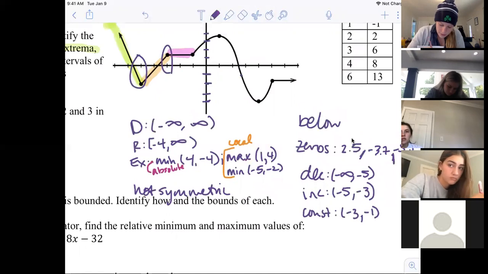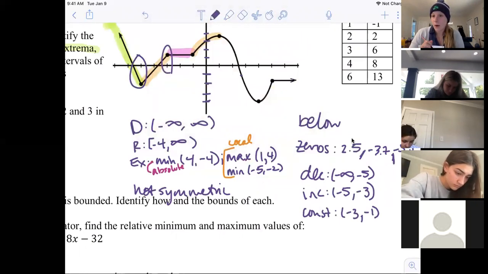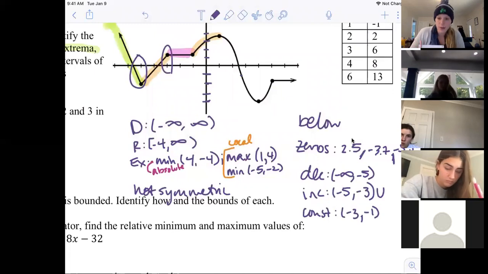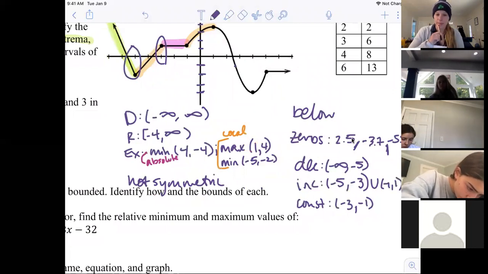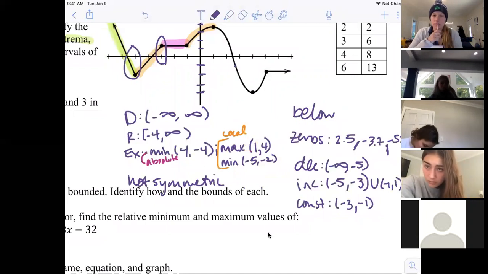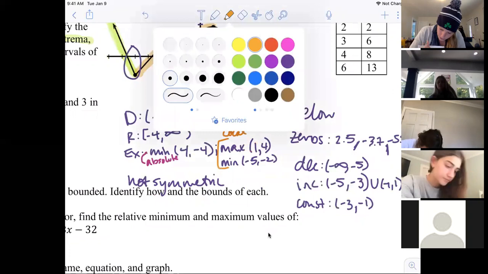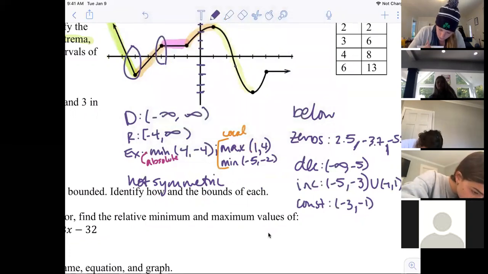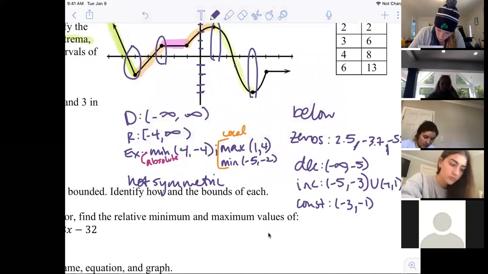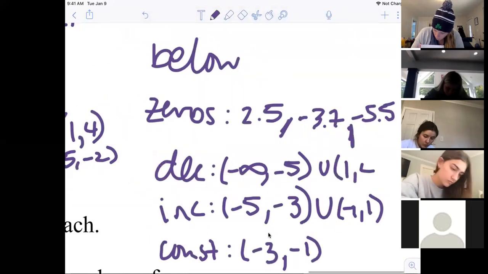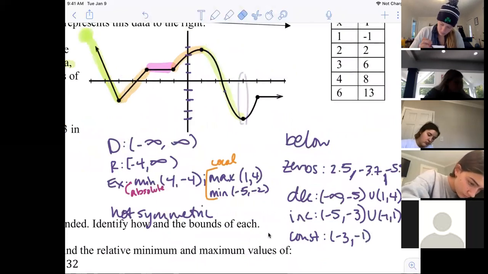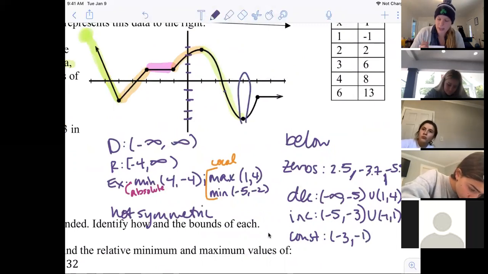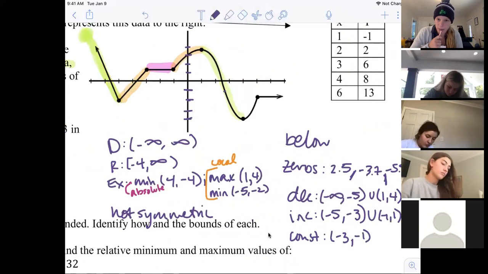Now, after that constant, it looks like I'm increasing again, from negative 1 to positive 1. We can just union that onto our other increasing, so I'm going to throw a little U and do negative 1 to positive 1. Then after that, it looks like I start decreasing again, for a long time, from 1 to 4. I'm just doing those weird circle things to remind myself that I'm going to the x point and finding what that x point is.